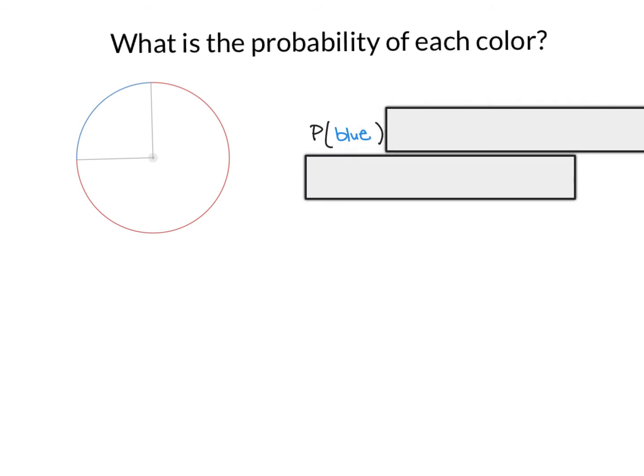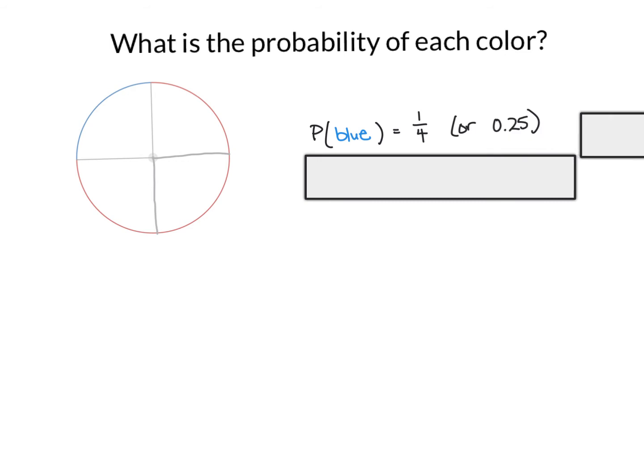So the probability of blue, if we're looking at this section, it looks almost like it's been cut into 4 equal sections, and in fact it has. One of those 1, 2, 3, 4 sections is blue, so the probability is 1 out of 4. If you divide 1 by 4, you get 25 hundredths. It's exactly 25%.